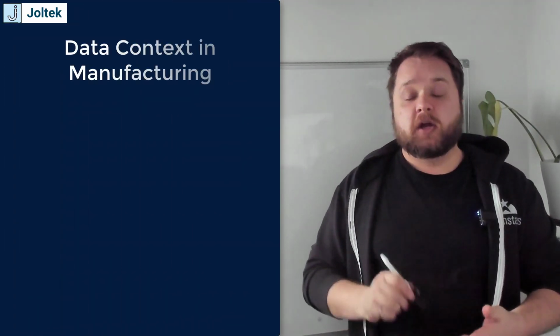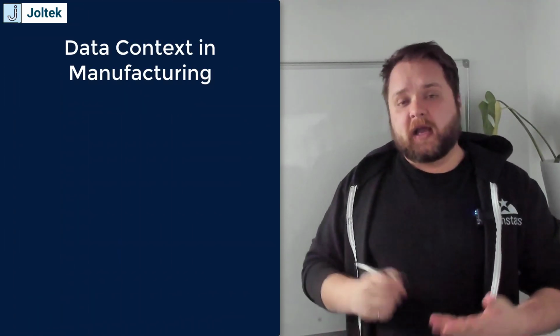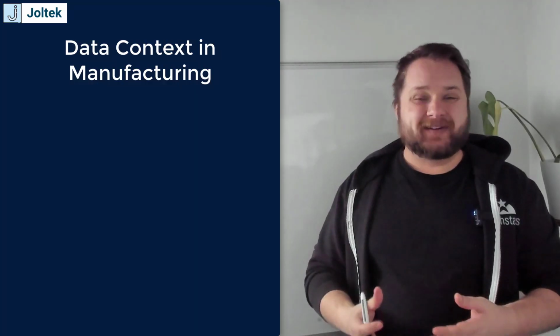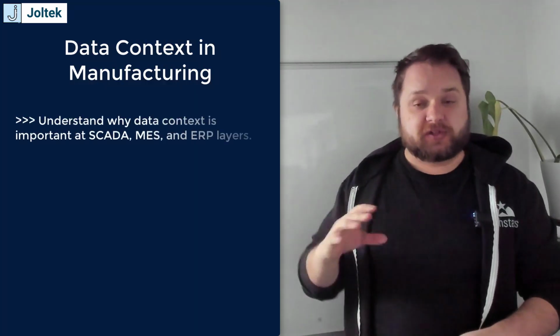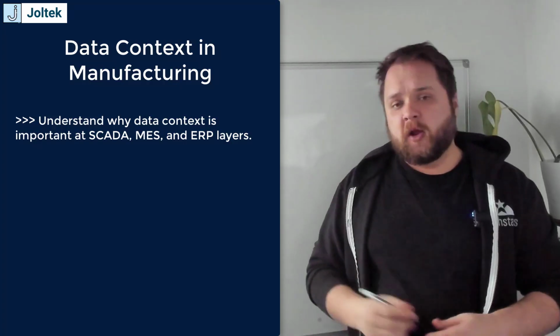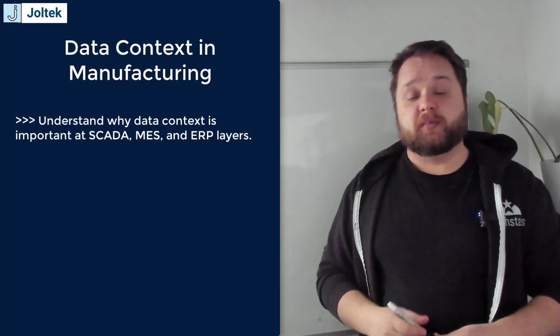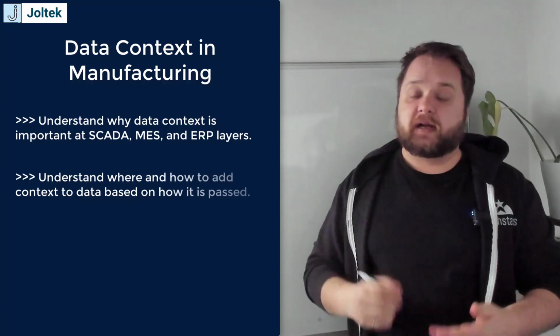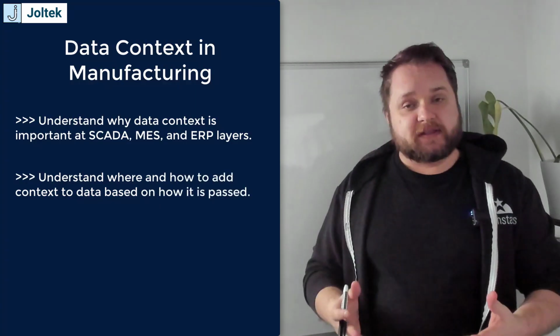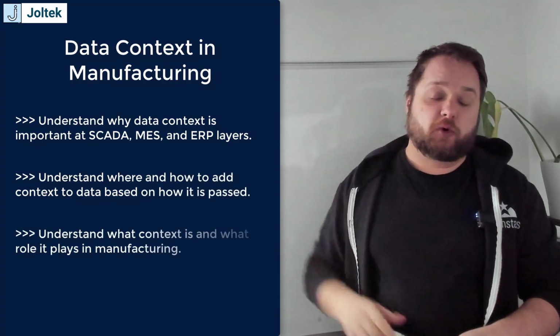Welcome back everyone. In this video we're going to be talking about data contextualization in manufacturing, and more specifically within the context of industrial automation. We're going to talk about why it is important, especially as you reach levels such as SCADA, MES, and ERP. We're going to be referring a little bit back to the previous video I did on the different ISA automation layers. So if you haven't seen that before, that's going to be in your corner right now.